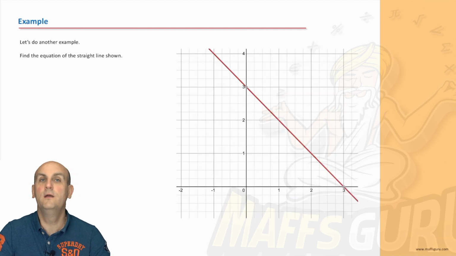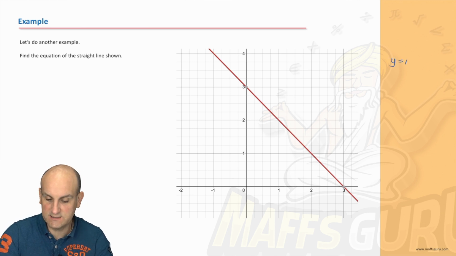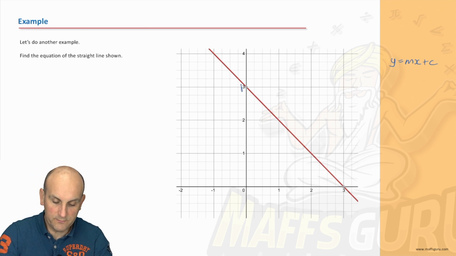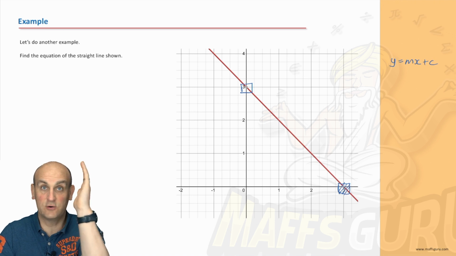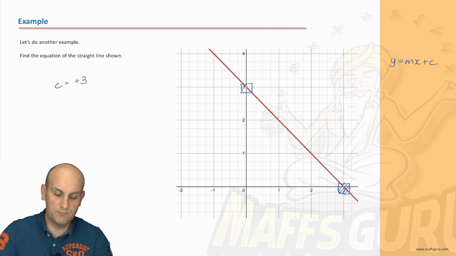What about this one? Do you see the trick? Oh, I see the trick. All right, so let's start the same thing. We've got y equals mx plus c. What are we trying to do? So I'm going to start off with my intercept. Now again, it's not this one here. That's a trick. We're not interested in that. It is this one here. It has to cross the vertical axis. So we know that c is equal to plus 3.